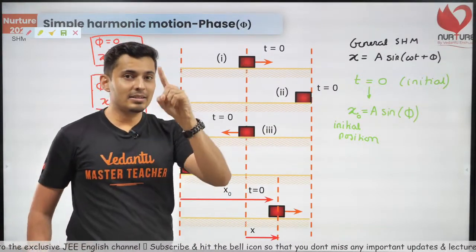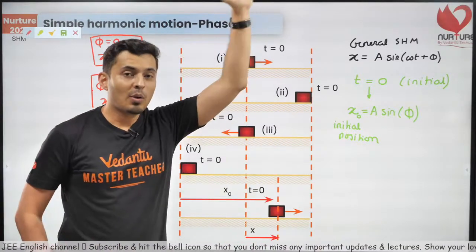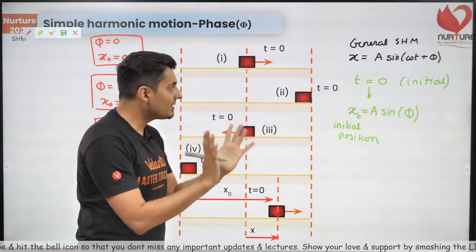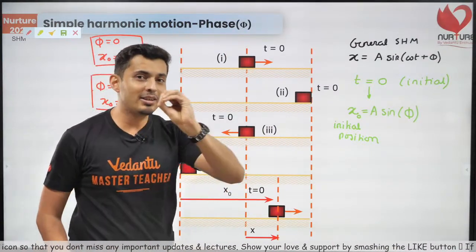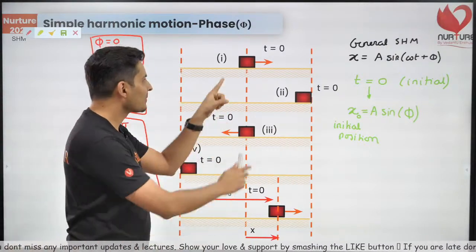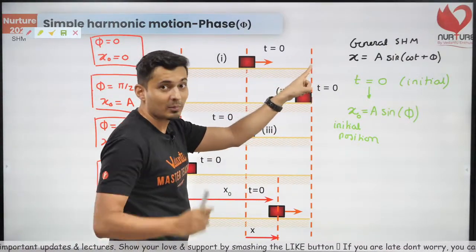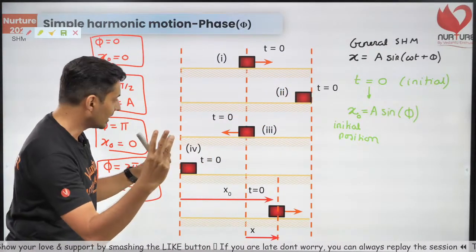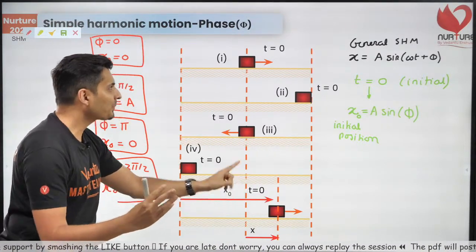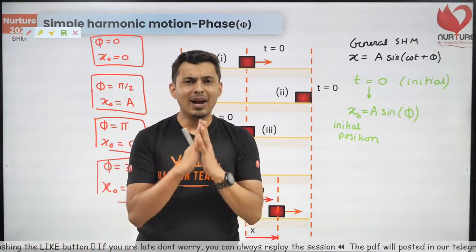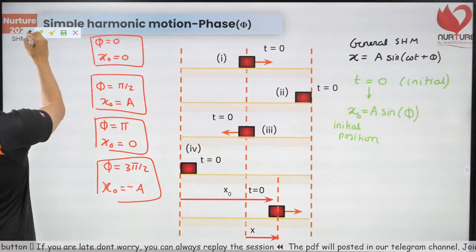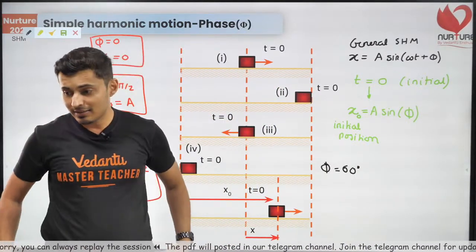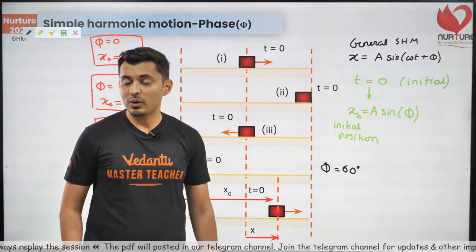Think about it. 2 pi radians is one oscillation, and one circle has 4 different quadrants, and you can see a simple harmonic motion also has 4 parts in it. Which are the 4 parts? From here to here, from mean to extreme, part 1. From extreme to mean, part 2. From this to this, part 3. From this back to this, part 4. So if I tell you the value of phi is 60 degrees, where do you think the particle is? Come on, my warriors, think.